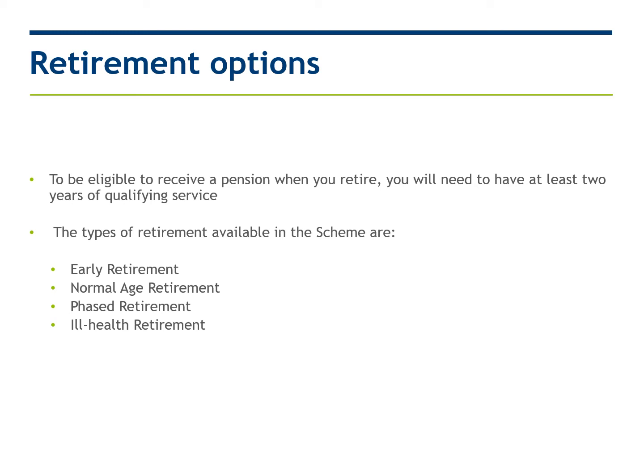Thirdly, we have phase retirement. You must be in service to apply for this. Phase retirement is where you can take up to 75% of your retirement benefits without the need for a break in service. In order for phase retirement to be payable, your salary must reduce by at least 20% for at least 12 months, and you must get your employer's agreement to the change in working pattern.